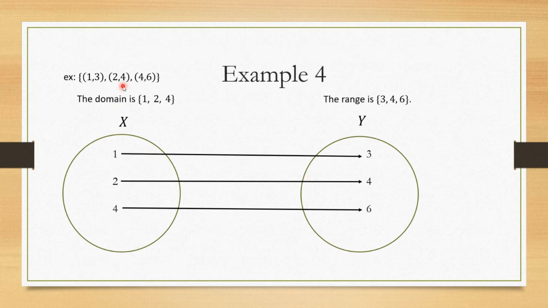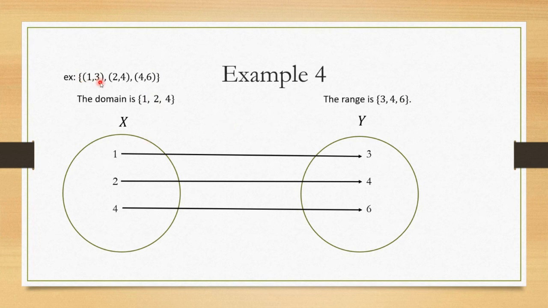So for example, let's suppose we had this as our relation, right? The domain would be 1, 2, and 4. That's what the domain is. The range is all the y coordinates. So in this case, we would have 3, 4, and 6. So this is what we would get, the domain and range. And we can make a correspondence diagram.